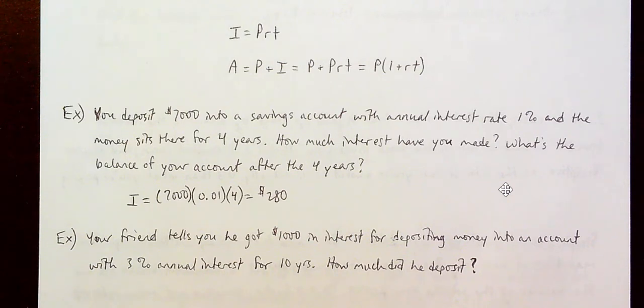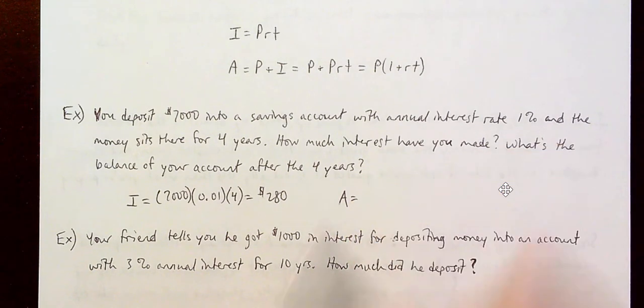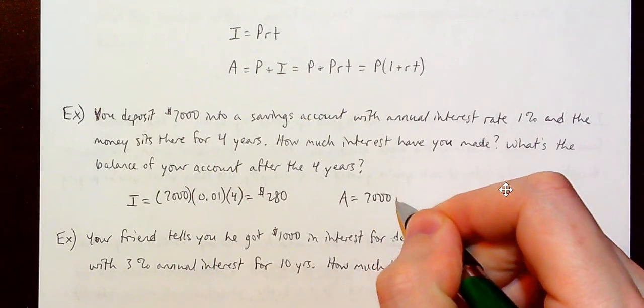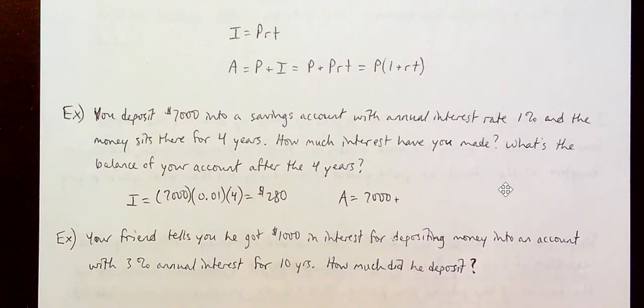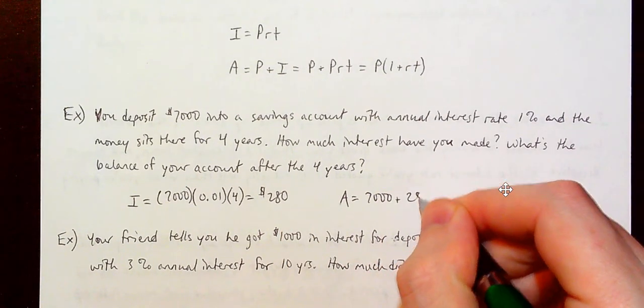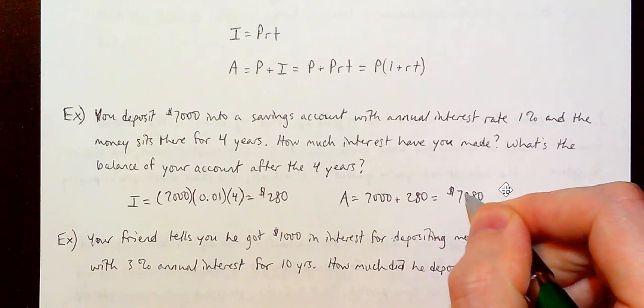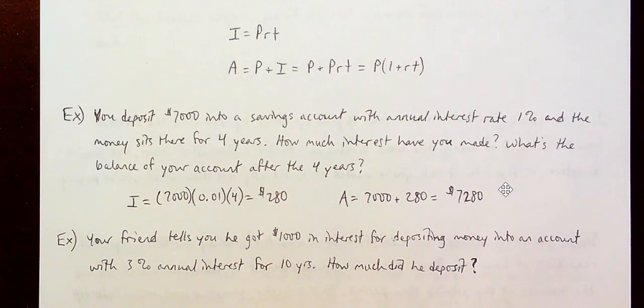We also wanted to know what the balance of our savings account will be after the 4 years. That's another way of asking what is our future value. So A is the principal, how much we deposited, 7,000, plus the interest I got over that time period. We just calculated the interest that we get over that time period, $280. So add those up, and our account balance after 4 years would be $7,280. This is, of course, assuming that we don't add any other money in and we don't take any money out.